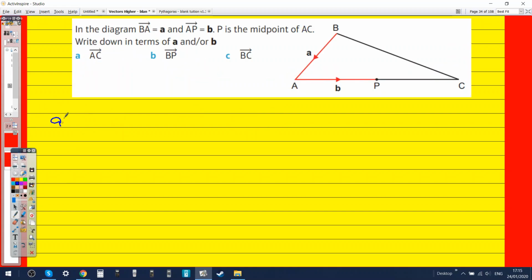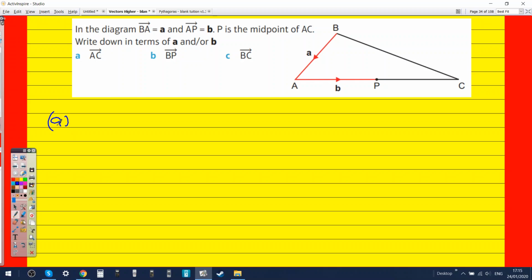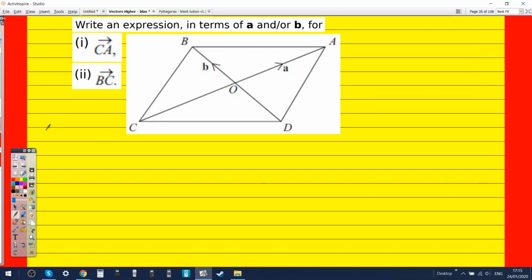What is AC for this one, where P is the midpoint? Surely if it's the midpoint, the other side is also b. Yep. So 2b. Yes. Well done. Okay, let's try this.